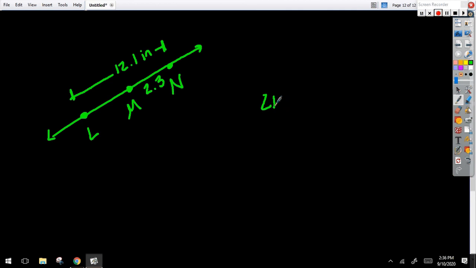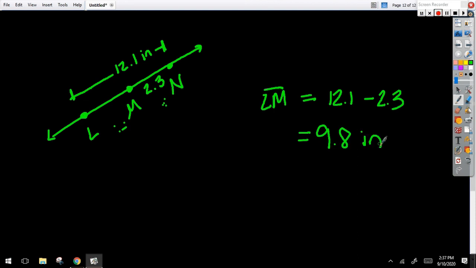And I said, what is the length of segment LM, right? So if we know that M is between L and N, then we know that these two segments add together to give you the bigger segment. So to find LM, I would need to take 12.1 and subtract 2.3 to find the length there. And when I do that, I get 9.8 inches, right? Easy peasy.